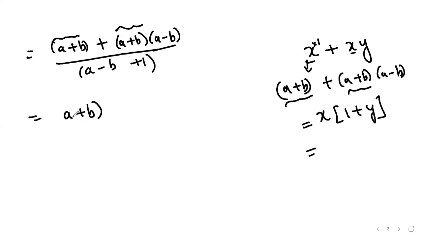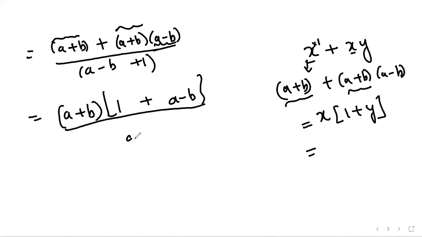So a plus b into 1 plus what is remaining now? This one, a minus b. I'll just show it to you. This component I've taken out common. You're left with 1 plus a minus b, divided by a minus b plus 1.